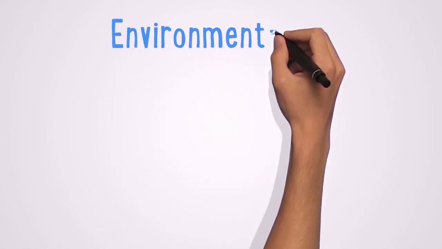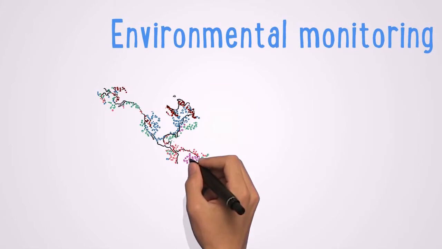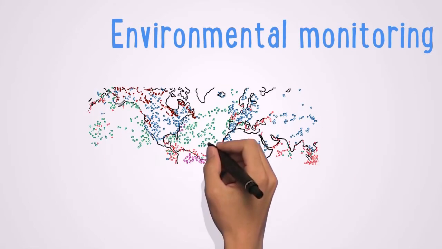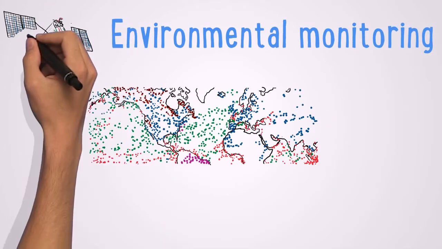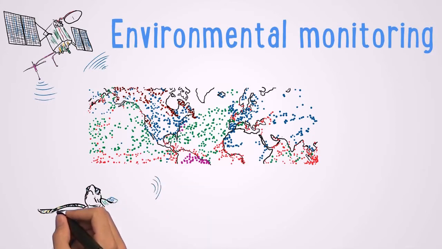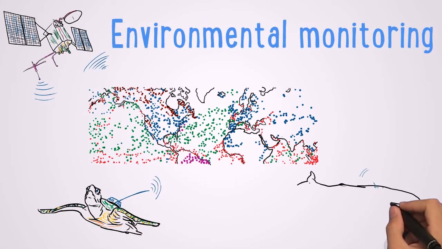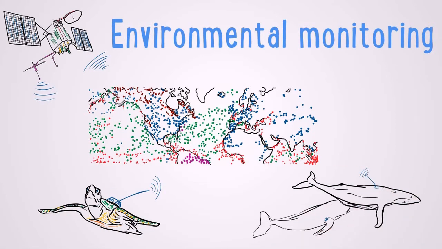Kalman filtering is also used by international environmental monitoring initiatives, such as Argos, that uses satellite telemetry to collect meteorological and oceanographic data around the world for scientific and environmental applications.